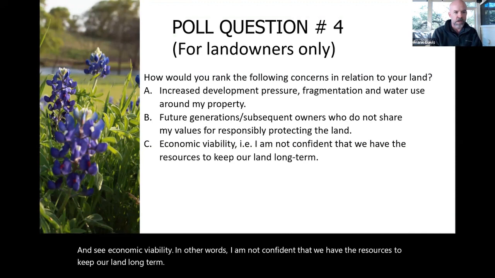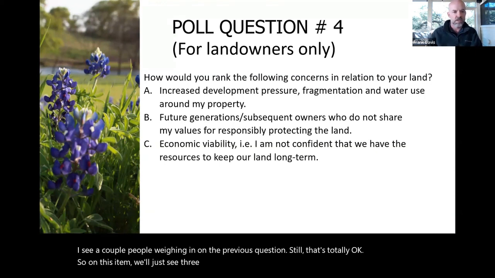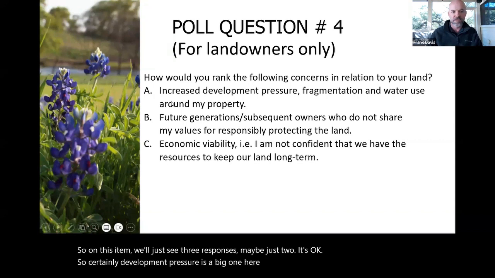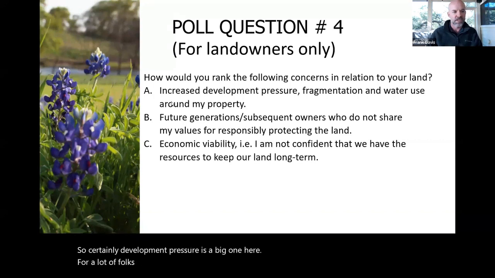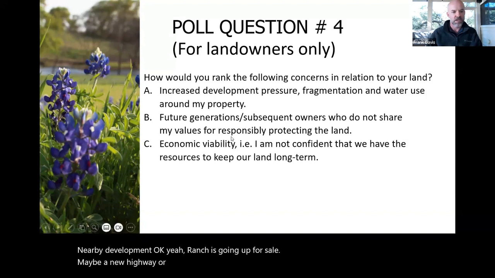I see a couple people weighing in on the previous question still. That's totally okay. So on this item, we'll just see 3 responses, maybe just 2. It's okay. So certainly development pressure is a big one here for a lot of folks. Absolutely. Economic viability is coming up too. Nearby development. Okay, yeah. Ranch is going up for sale. Maybe a new highway or highway expansion there.